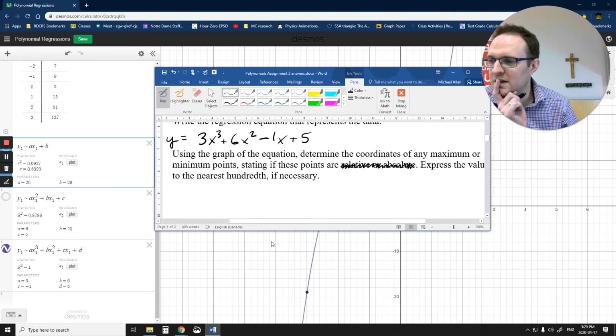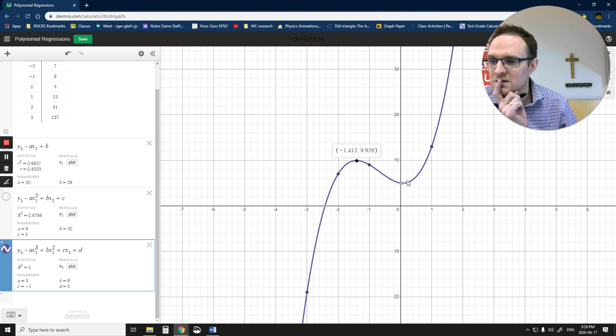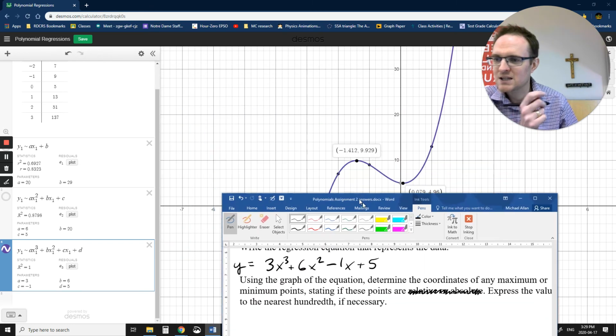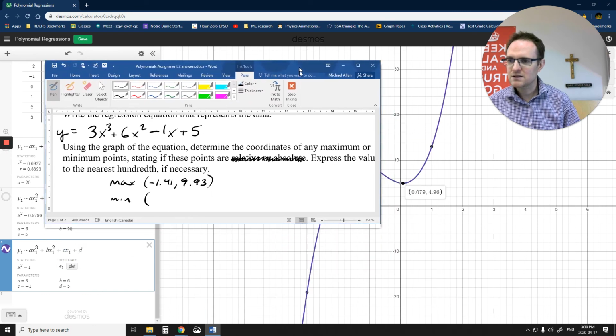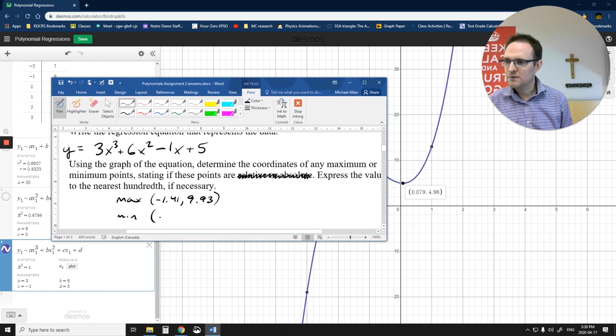To find out the min or max points here, if it's on Desmos, you just click the graph. Make sure you click the right point. These ones are pretty close. You don't want the y-intercept. You want the min and max points here. So there's my min and max points. It says to the nearest hundredth here. So the max point that I have here is -1.421, sorry, 9.93. Then I have a min value of, let me just move this out sideways here. These are both relative mins.